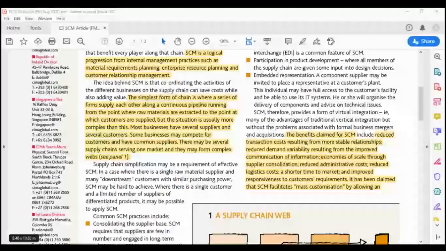Okay, so here we have the article. Just make sure that it is on your screen as well. Okay, there you have it now.